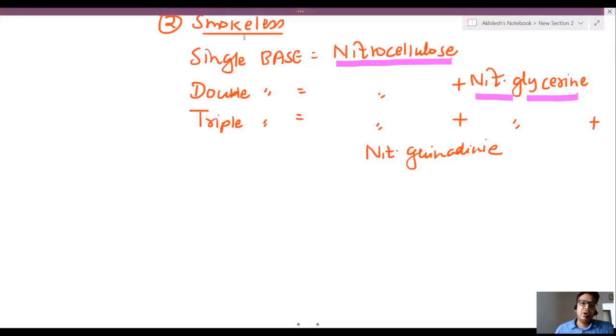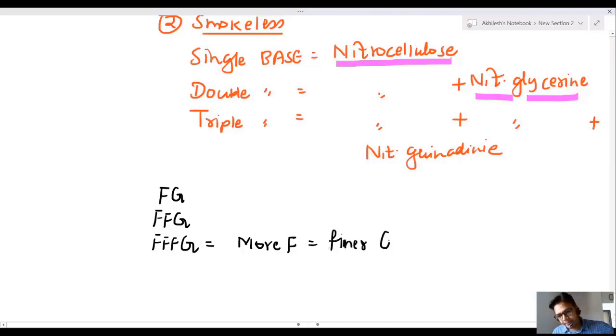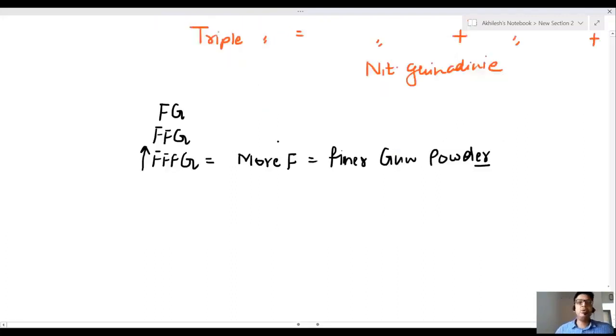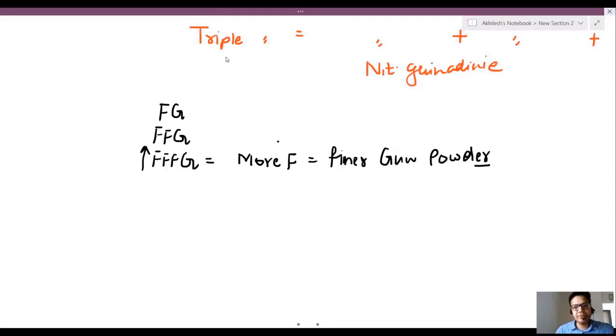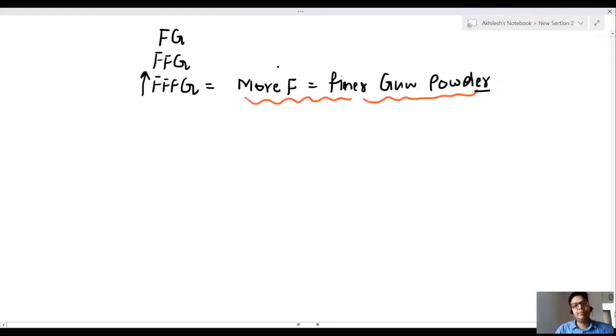Now, sir, on gunpowder, what is mentioned? FG, double FG, triple FG. The more F, the finer the gunpowder. Finer gunpowder means thin gunpowder. When the number of F is more, the gunpowder will be more fine. Yes, absolutely right. More F, finer gunpowder. That is the meaning of F.